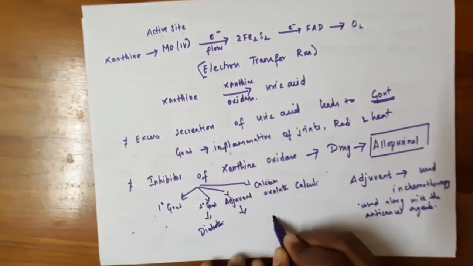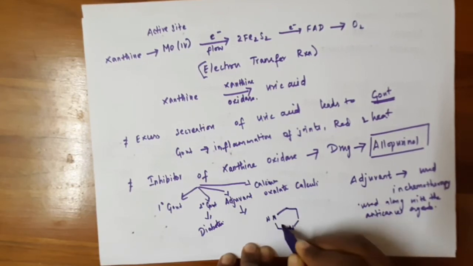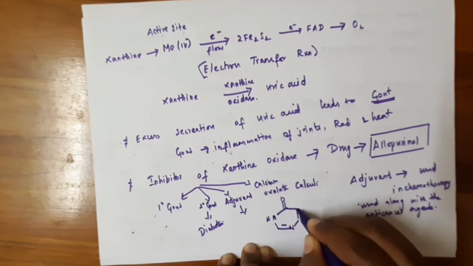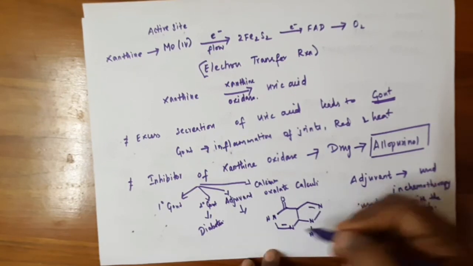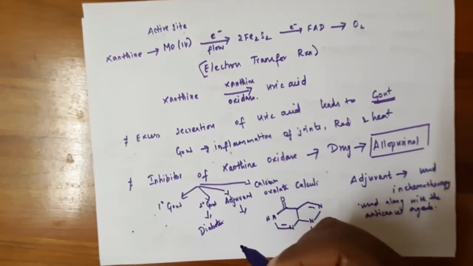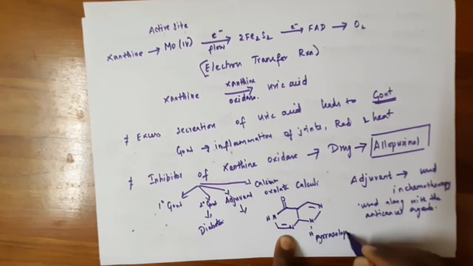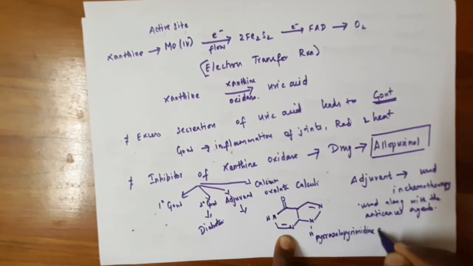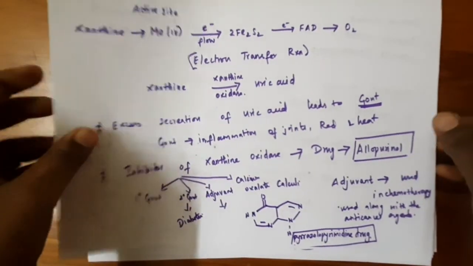If you see the structure of xanthine oxidase, I forgot to tell, the allopurinol drug has this structure. Pyrimidine and purine bases or pyrazole bases are fused together and form this allopurinol drug. So it is simply called a pyrazole pyrimidine drug. Chemically it is called a pyrazole pyrimidine drug. Okay.